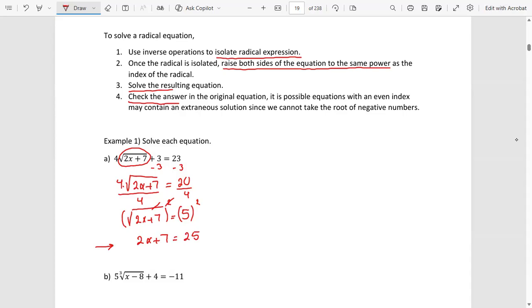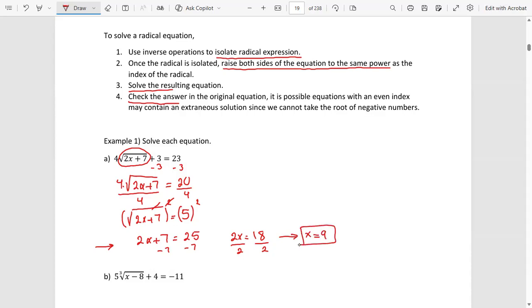Now we just need to solve this equation. This equation is a linear equation because the power of x is 1. So I have to keep the x on the left and move the numbers to the right. If I subtract 7 from both sides, I get 2x, which is equal to 18. Then divide both sides by 2, and we get x equal to 9.